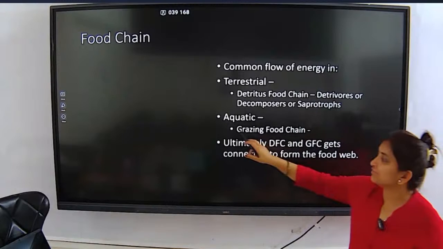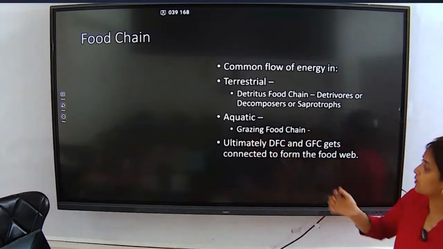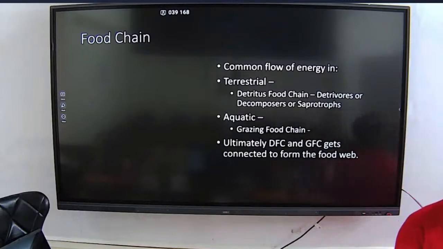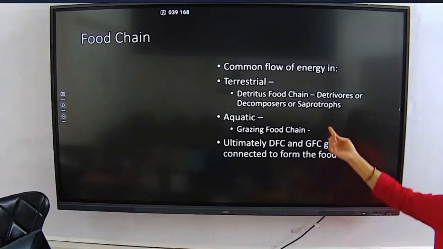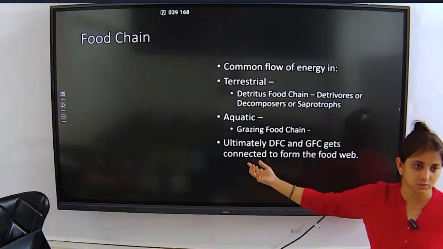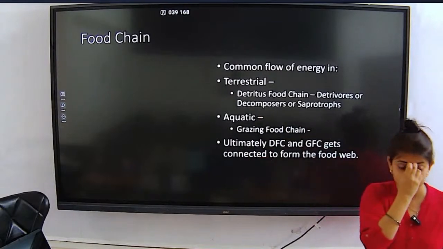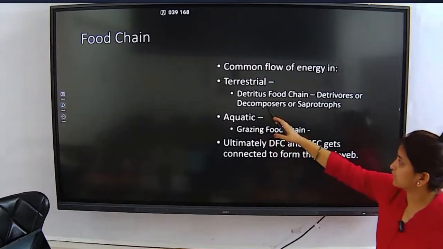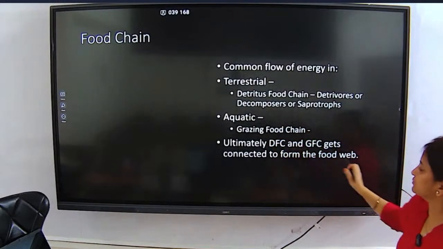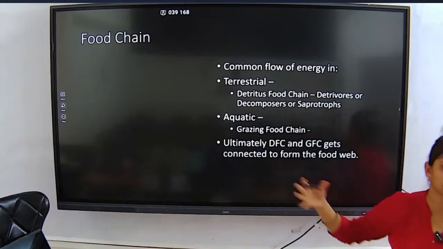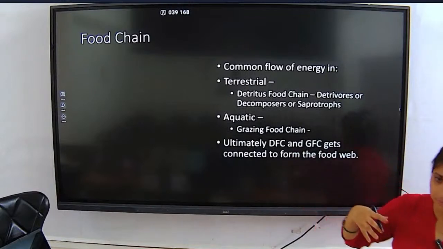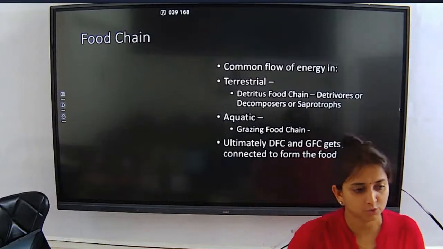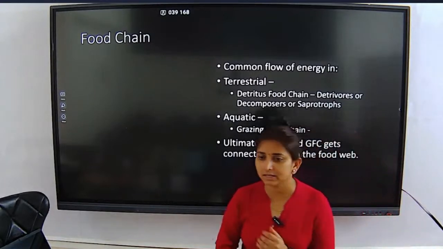In the case of an aquatic ecosystem, most commonly you will find a grazing food chain. In the grazing food chain, there will be grasses at the base. Here, detritivores were at the base. Here, grasses will be at the base. Ultimately, the detritus food chain and the grazing food chain get connected to form the food web. Something coming from land and something coming from sea will meet somewhere to form that food web.